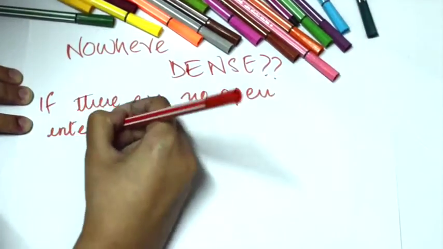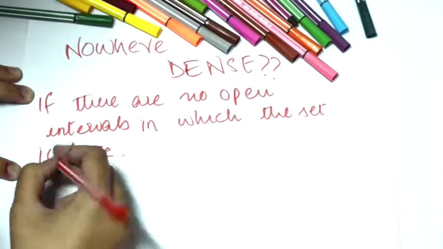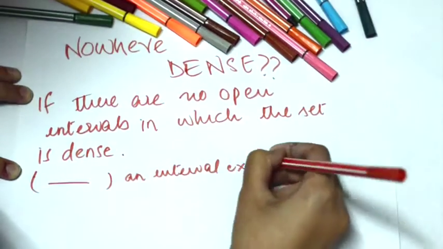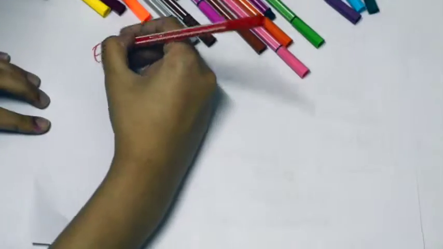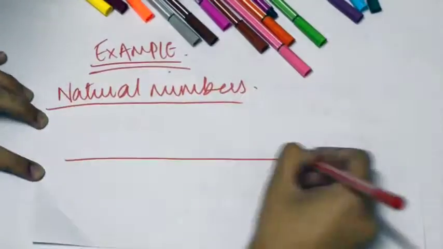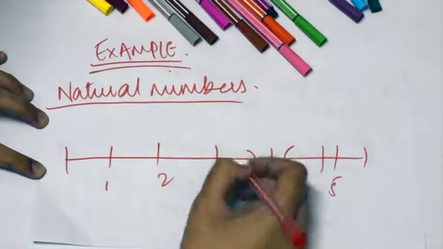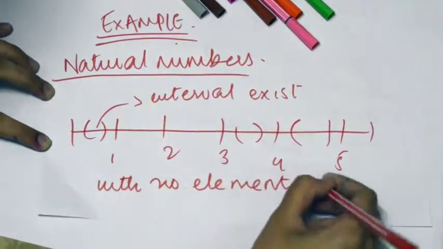If there are no open intervals in which the set is dense, it is said to be nowhere dense, meaning that an interval exists that contains no elements of the set. An example of a nowhere dense set is that of natural numbers on a number line, meaning open intervals on the number line exist with no elements of the natural number set in them.